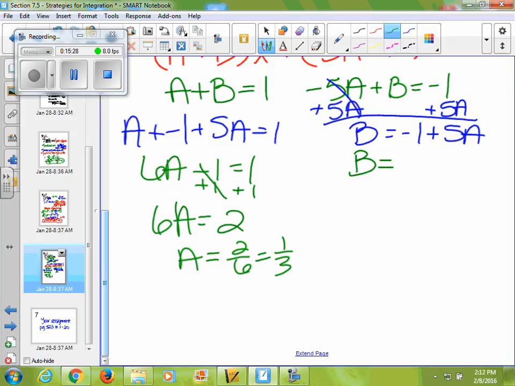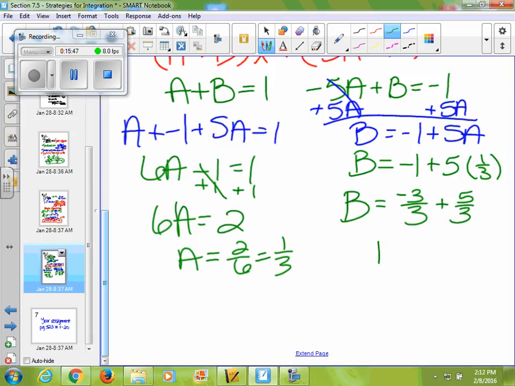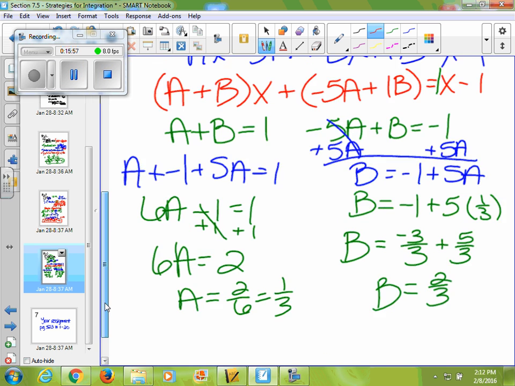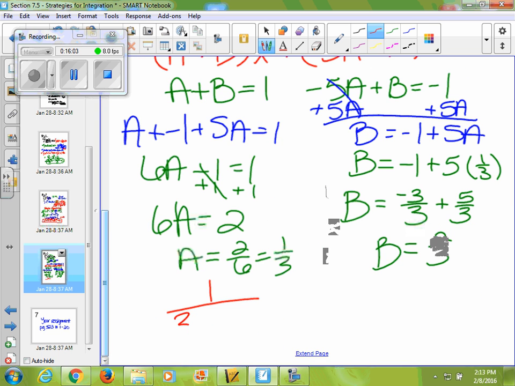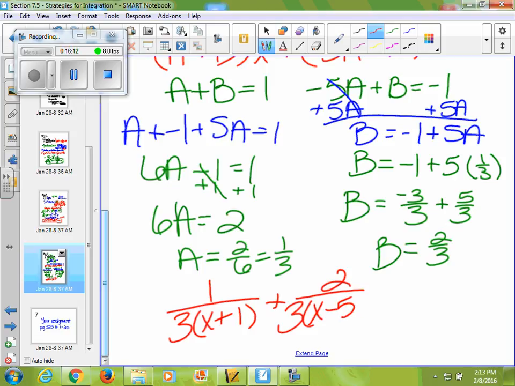So I get b equals -1 plus 5 times 1/3. Since I know I'm going to be dealing with denominators of 3, I'm going to rewrite this as -3 over 3. That's the same thing as -1 plus 5 over 3. So what does b equal? Yep, 2 over 3. Perfect. Okay, so then in simplifying this partial fraction, I get 1/3 over x plus 1 plus 2/3 over x minus 5.